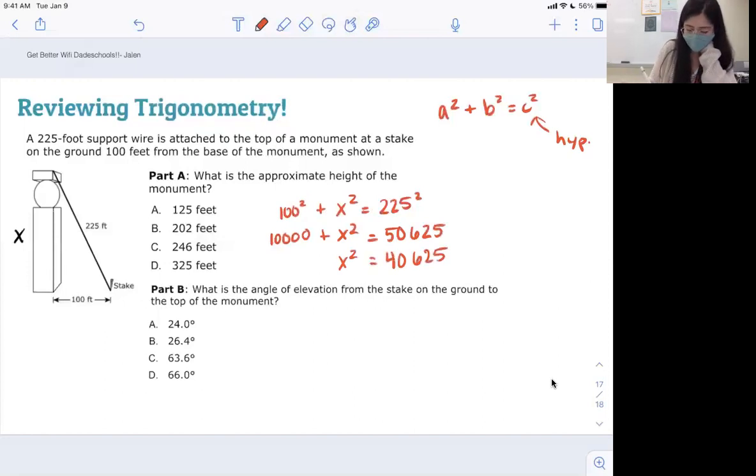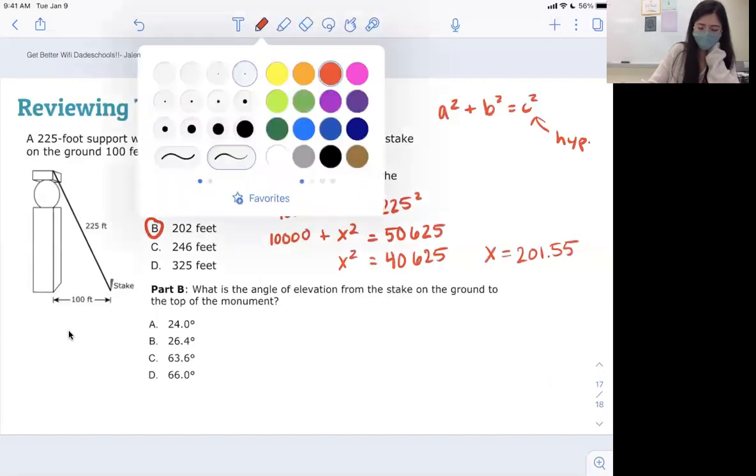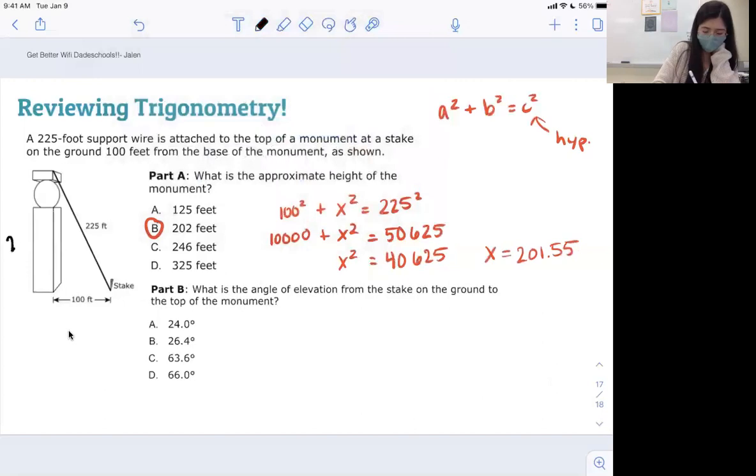What do you get? 201.55. So rounding up, we get 202. So in part A, we get our height, 202. Now I have to find the angle of elevation from the stake on the ground to the top of the monument. So I'm looking right here. I need to find this angle. I'm going to call it theta.